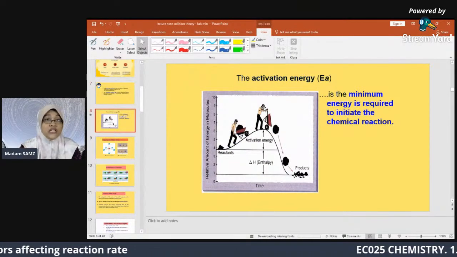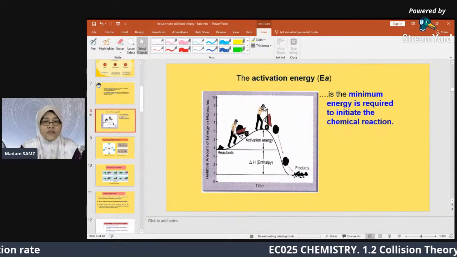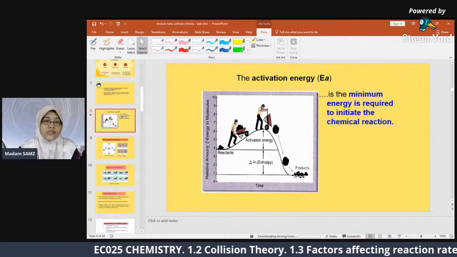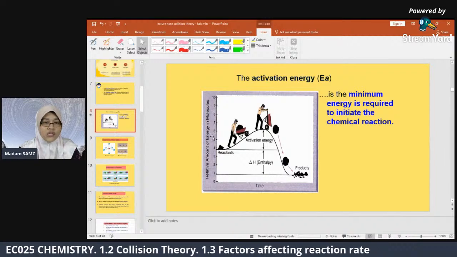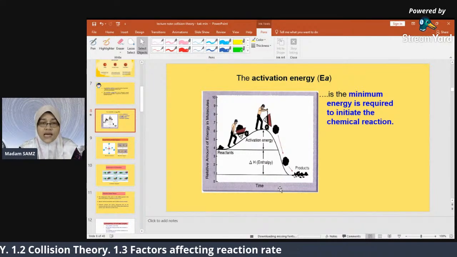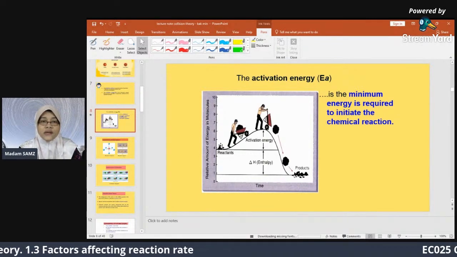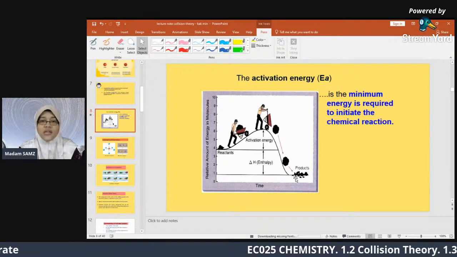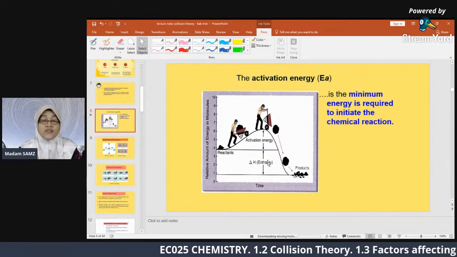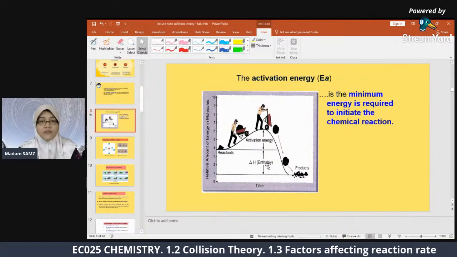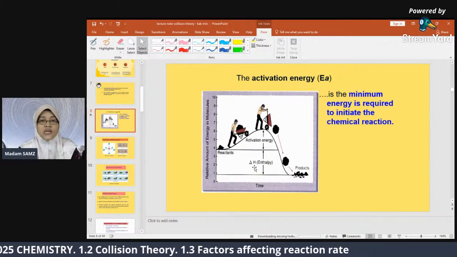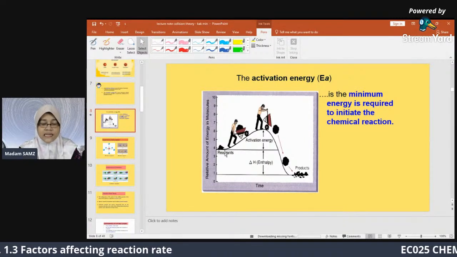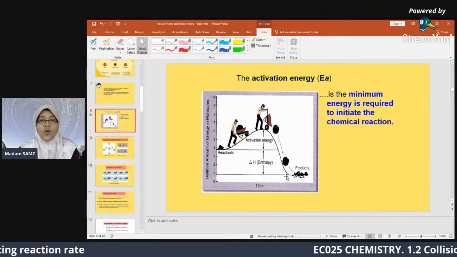Here, you can see the diagram of activation energy. The y-axis is the energy of a molecule and the x-axis is time. Here, the energy of the reactants is higher than the energy of the product. So this is an example of an exothermic process. Delta H is negative because the reactants must release heat in order to form a product.